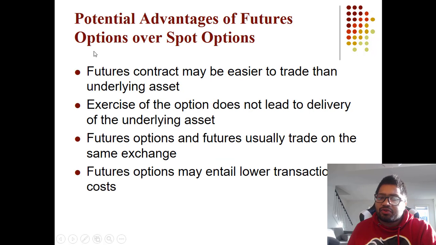Potential advantages of futures over spot options. Future contracts may be easier to trade than the underlying asset. Exercise of an option does not lead to delivery of an underlying asset, so that's one thing. Liquidity is higher, they are easier to trade, and they're cash settled. Future options and futures usually trade on the same exchange, so it is easier to take different kinds of option positions. Future options may entail lower transaction costs than actually buying options on assets.